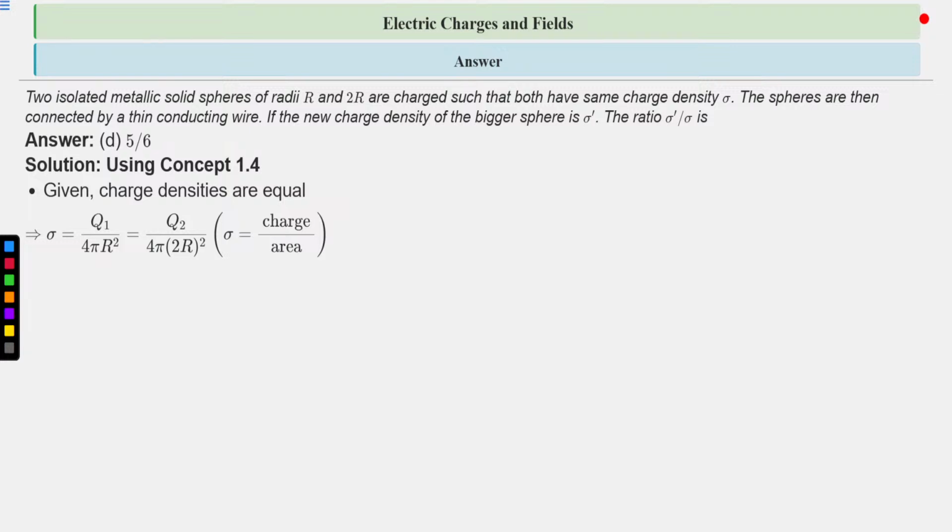Now, sigma is q1 by 4 pi r square equal to q2 by 4 pi 2r square. Means the charge densities are equal. This means q1 by 4 pi r square is for the first sphere and q2 by 4 pi 2r whole square is for the second sphere, where sigma is the charge by area. So by solving this equation, we will get 4q1 equal to q2.